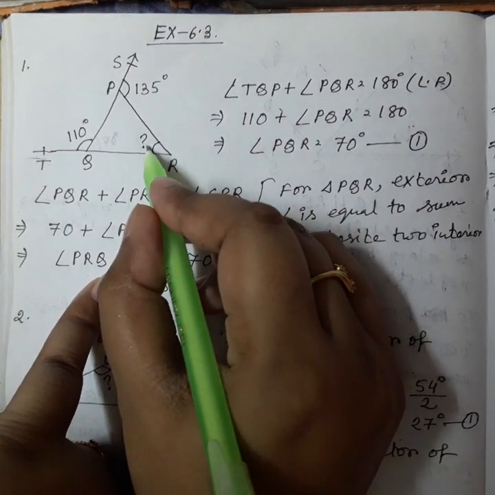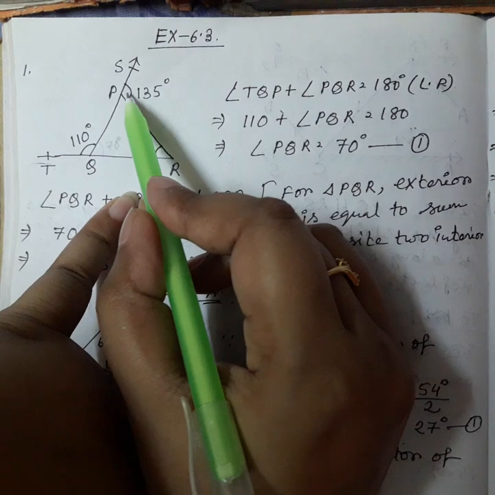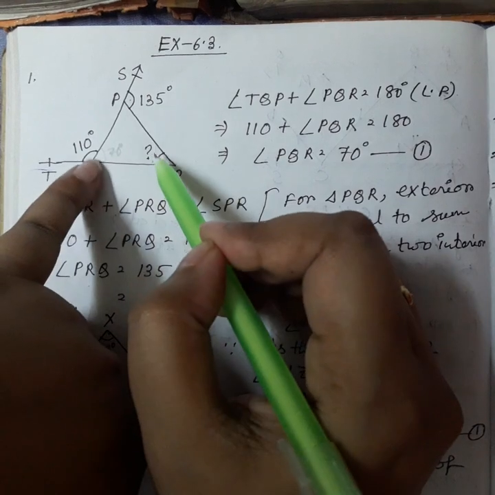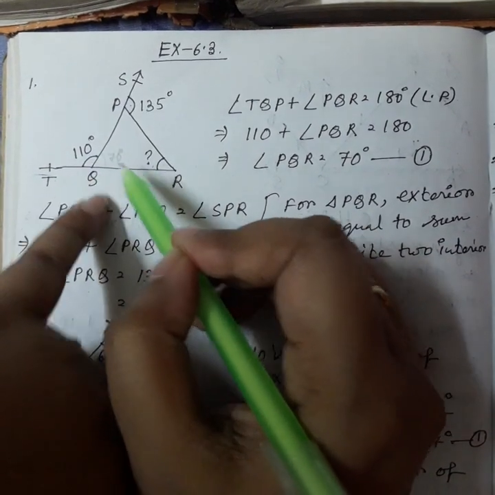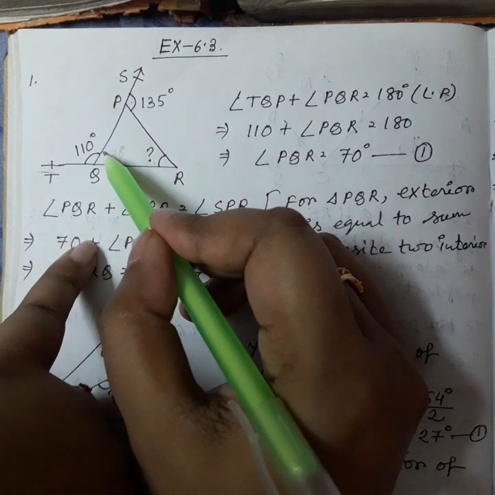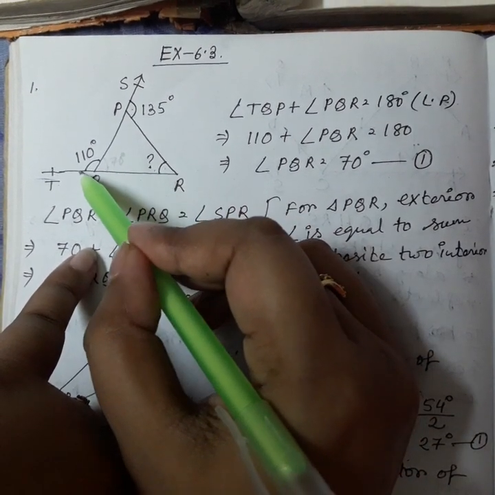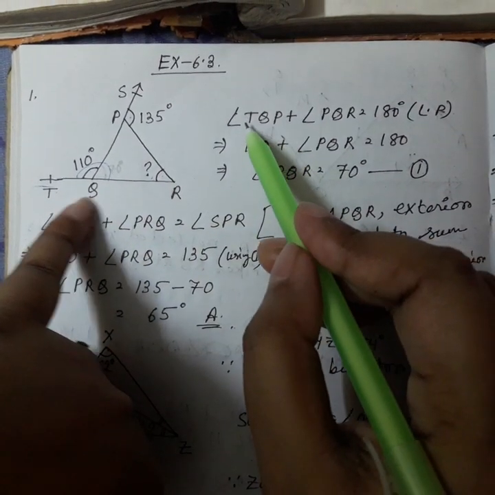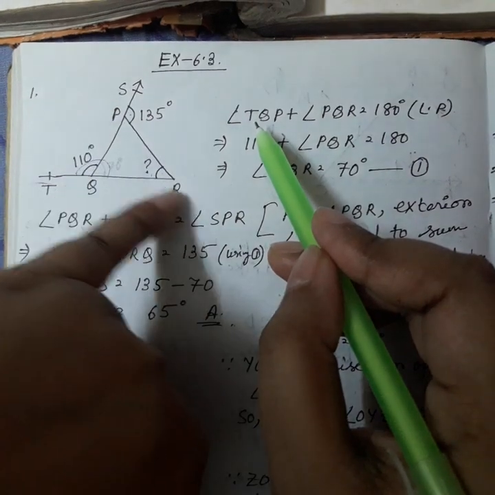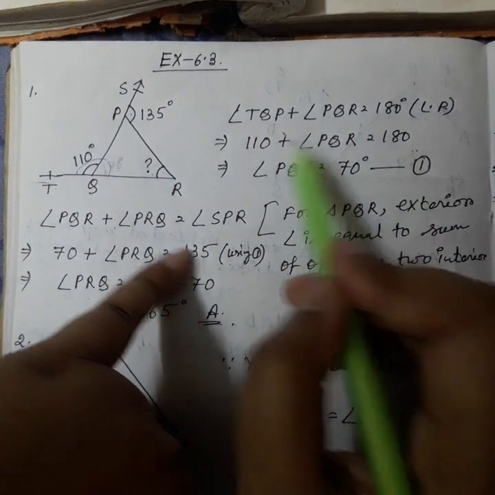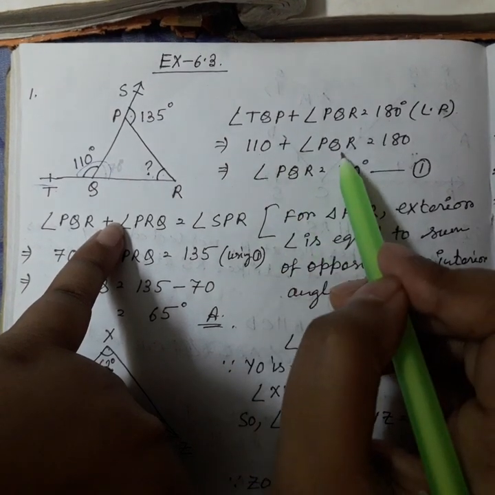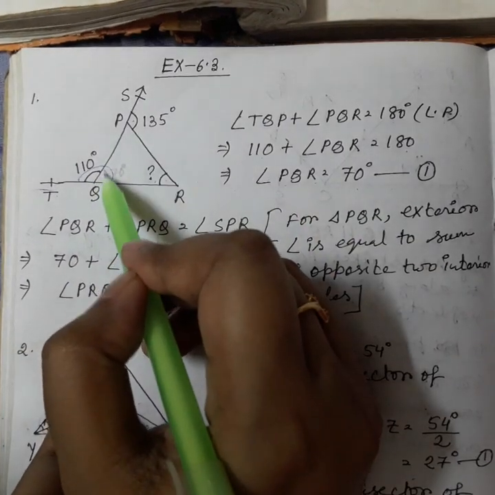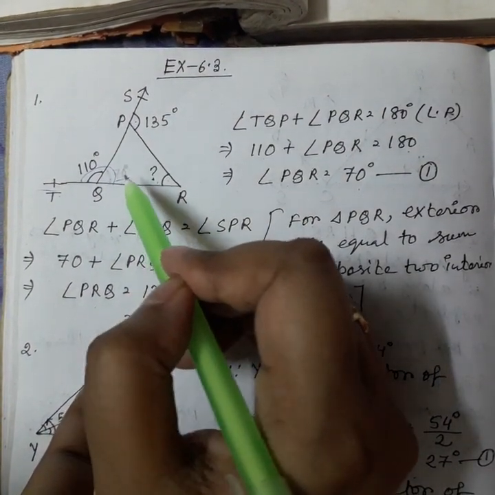For finding this angle, this is the exterior angle for this triangle. So the exterior angle is equal to the sum of the opposite interior angles. That means this angle will be needed, so first we have to find this angle. How will we get it? The sum of these two angles is 180 degrees by linear pair. So angle TQP plus angle PQR equals 180 degrees by linear pair. TQP is 110, so 110 plus PQR equals 180 degrees. So angle PQR comes to 70 degrees.